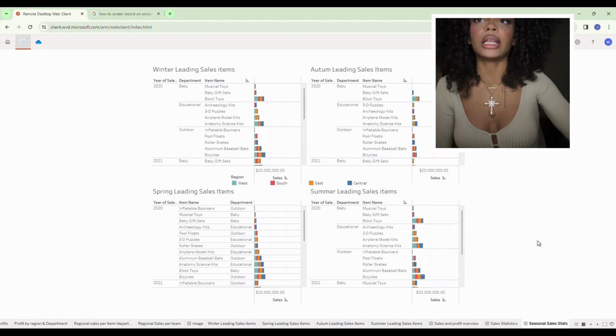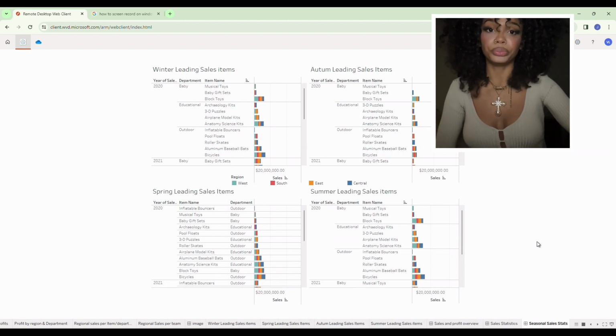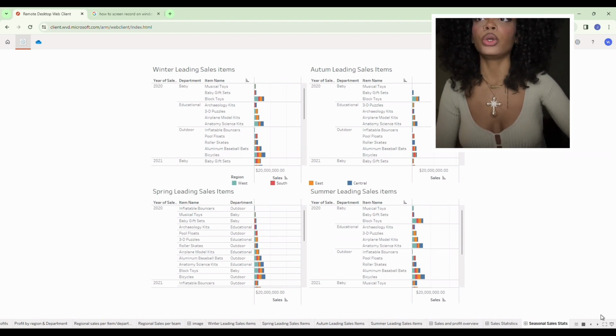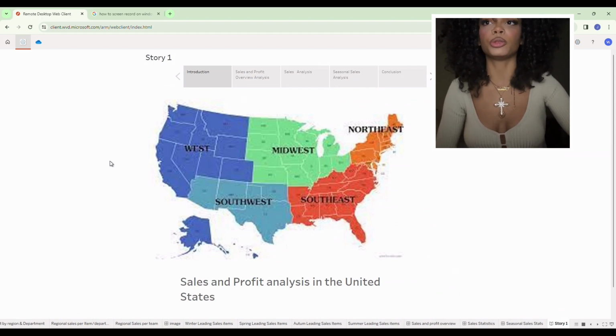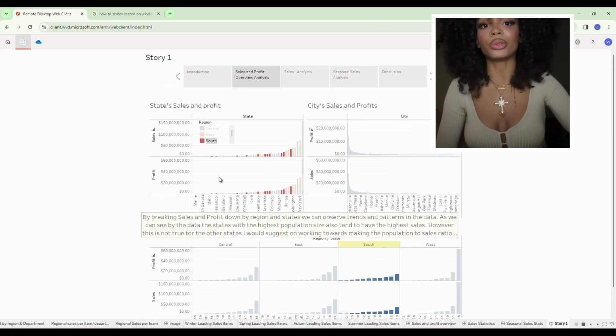And now we just have the story. The first part of the story, we have the introduction, like any good story, and it starts with a visual of sales profit analysis in the United States. And then we move on to the regional dashboard that we discussed earlier, and I include a little analysis on each one.